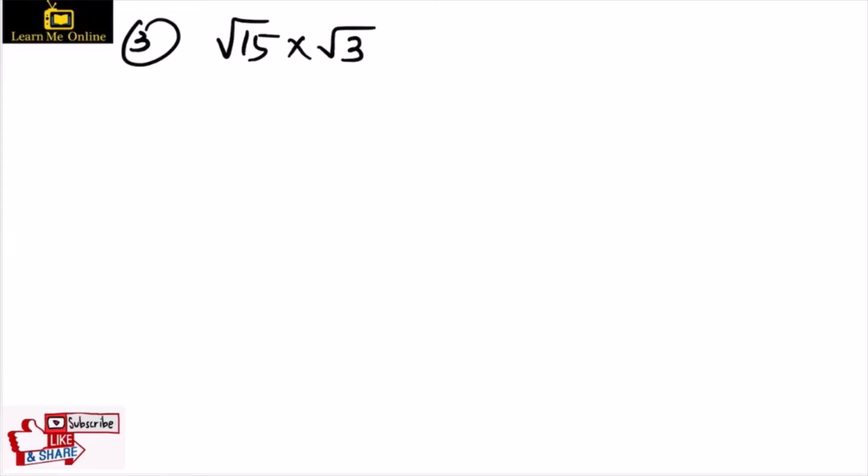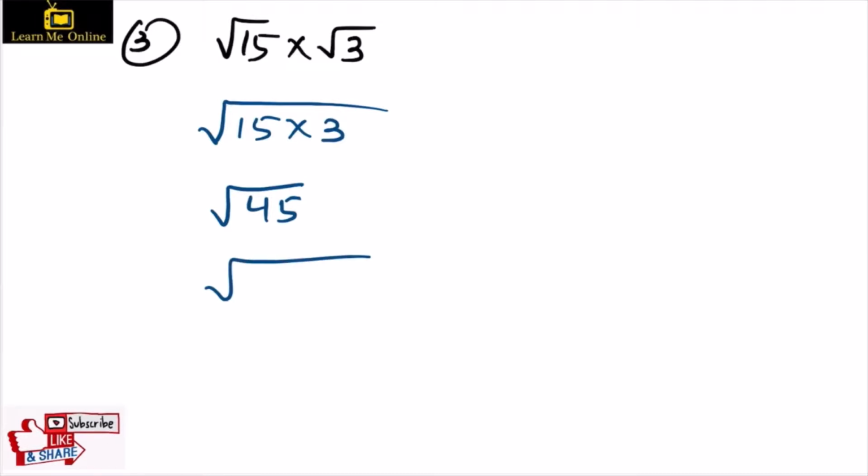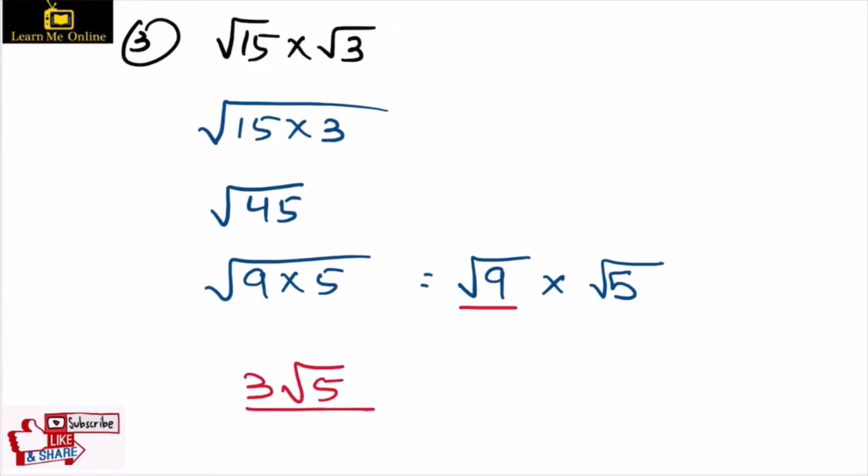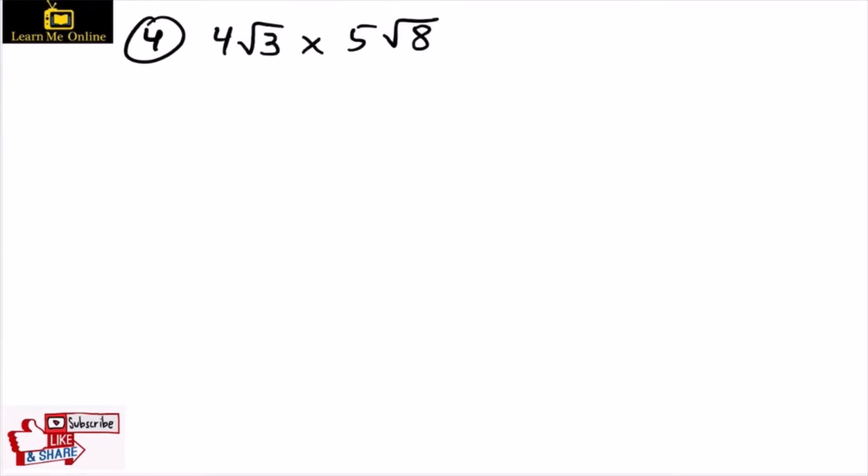Here we have the next example. The first thing I'm going to do is multiply them together. The multiplication of 15 with 3 would be 45. Now to simplify the square root number, I try to split it using a square number. We know that 9 times 5 makes 45. Using the rule of multiplication of surds, we can rewrite it in the form of root 9 and root 5. Because 9 is a square number, it can be written as 3, and root 5 stays the same. So the final simplification would be 3 square root 5.